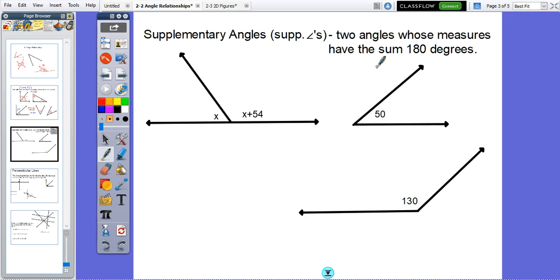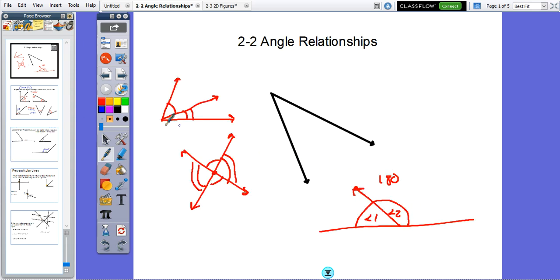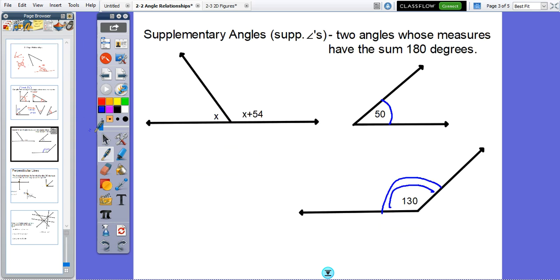The next one is supplementary angles, or supp angles right here. They're two angles whose sum equals 180 degrees. So, for example, these two angles right here, 50 and 130, equal 180. So they're supplementary angles, even though they're not touching or next to each other. But most of the ones you will see are linear pairs. Like we said earlier, linear pairs are just two angles right next to each other that equal 180 degrees. So all linear pairs are supplementary angles, but not all supplementary angles are linear pairs.